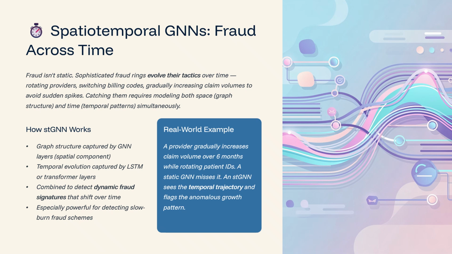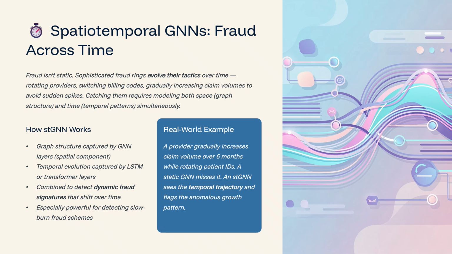A spatiotemporal GNN has two components working together. One is GNN layers that capture the spatial graph structure, and the other is LSTM or transformer layers that capture how the structure changes temporally. The combination is especially powerful for detecting slow-burn fraud. Schemes that unfold gradually over months and are specifically designed to look normal at any given point in time.